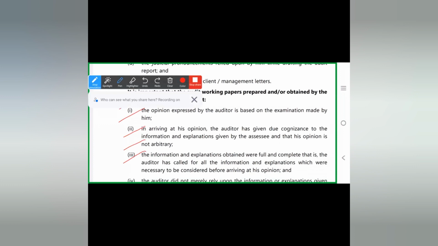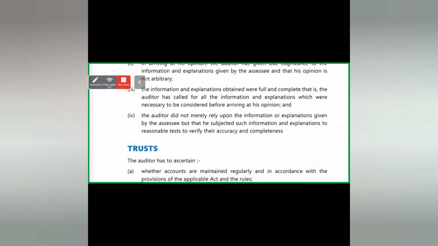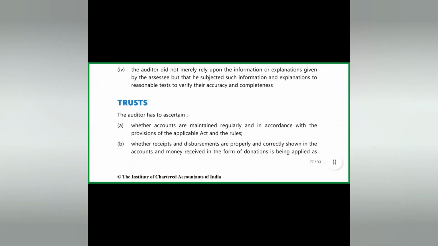In arriving at his opinion, the auditor has given due cognizance, that is, he has recognized all the information and explanations given by the SSC. The information and explanations were full and complete. The auditor did not merely rely upon information or explanations given by the SSC. Also, reasonable tests have to be done to verify their accuracy and completeness.